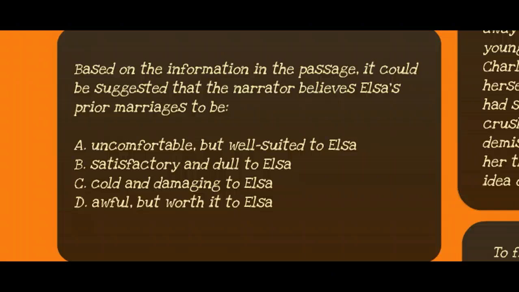Here's an example that we can practice on. Let's say we were looking at a test and it had a question like this. Based on the information in the passage, it could be suggested, there's that key word, that the narrator believes Elsa's prior marriages to be A, uncomfortable but well suited to Elsa, B, satisfactory and dull to Elsa, C, cold and damaging to Elsa, or D, awful but worth it to Elsa.